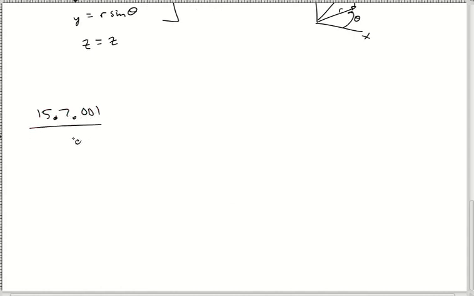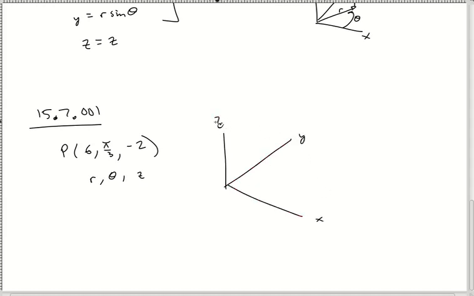15.7.001, they give us a point 6, pi over 3, negative 2, and they want to graph that. They're talking here about r, theta, z. So what does that look like? X, Y, Z. I got a 6 radius. I got a theta, which is pi over 3, 60 degrees essentially. So this is 60 degrees here. Again, this is all on the XY plane. I've moved out a 6 distance, and then I go down 2. And so that's going to be my point.